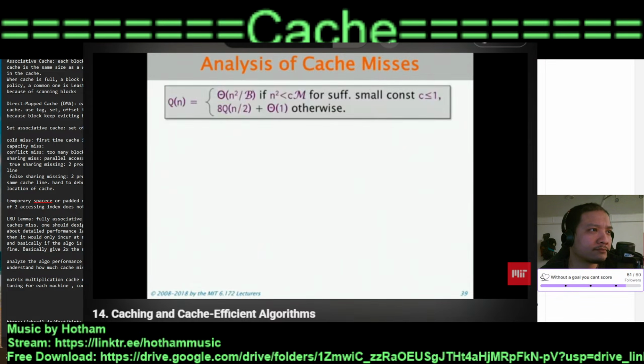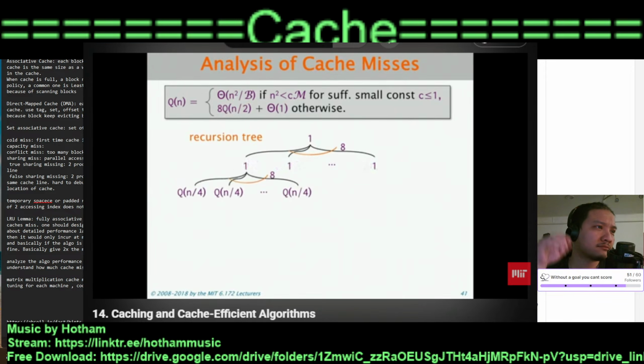So let's try to analyze this using the recursion tree approach. At the top level, I have a problem of size n. Then I'm going to branch into 8 problems of size n over 2. And then I'm also going to incur a constant number of cache misses. I'm just going to say 1 here. Then I'm going to branch again.